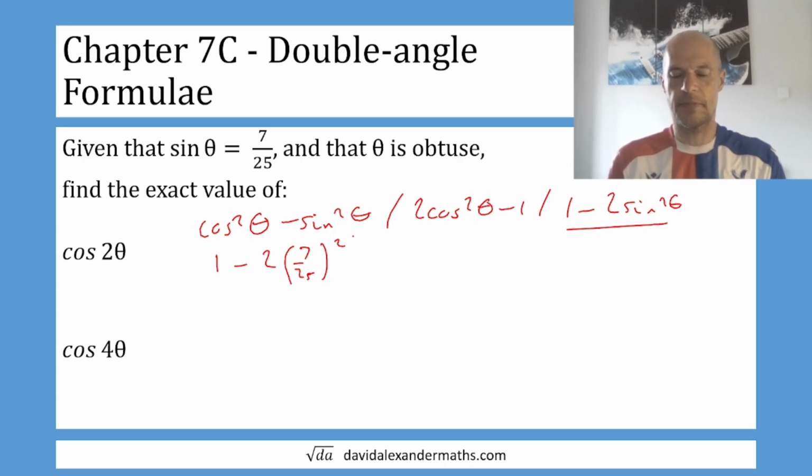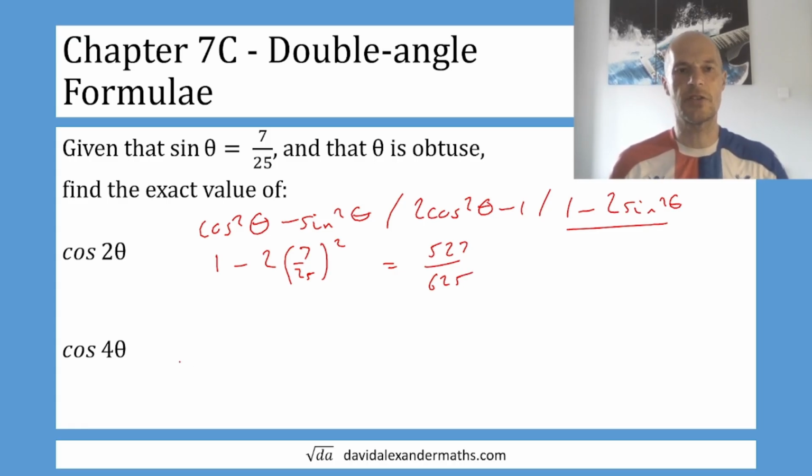First of all, I'm just going to square the 7 over 25. And so that's 49 over 625. Multiply that by 2, 98 over 625, and subtract that from 1. So therefore the cos of 2 theta is 527 over 625.